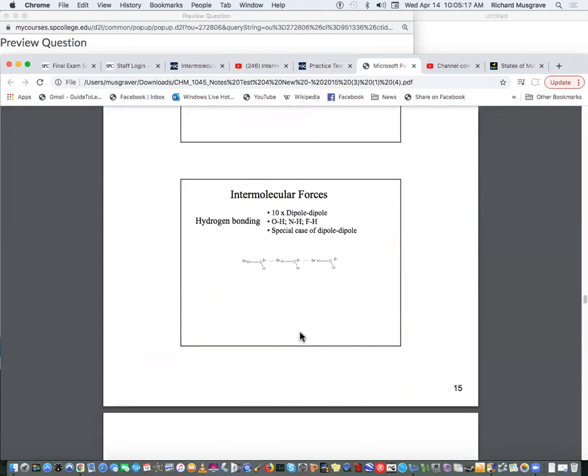The last one, and this is by far the strongest of all the intermolecular forces we're talking about here, is hydrogen bonding, which is really a special case of dipole-dipole, and it's 10 times stronger than dipole-dipole. Specifically, it is OH, NH, and FH. What makes these so special is that O, N, and F are the three most electronegative elements on the periodic table, and they're all connected to hydrogens.